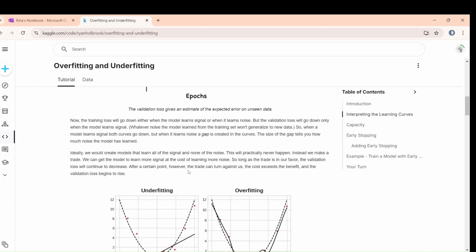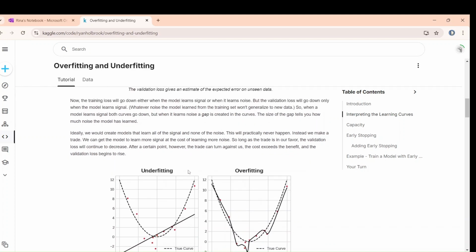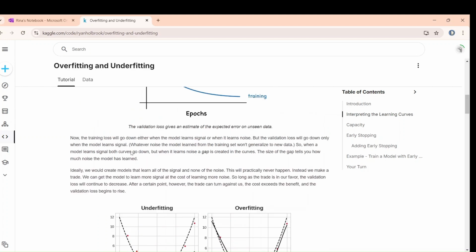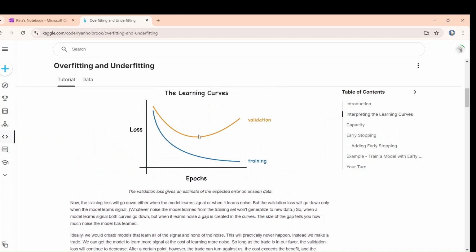Instead, we make a trade, because in your data set you must have signal, you must have noise. So you cannot learn the signal and never learn the noise. That will never happen. So what you can do is find the balance, you can find the best of the two, you can do a trade. We can get the model to learn more signal at the cost of learning more noise. So long as the trade is in our favor, the validation loss will continue to decrease.